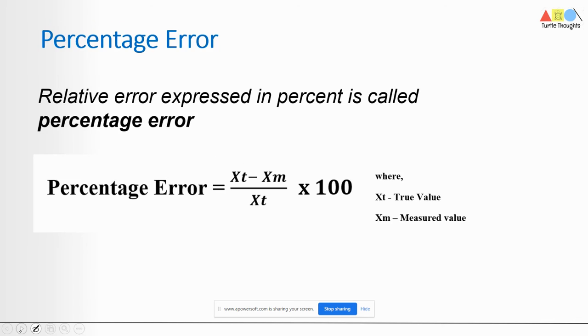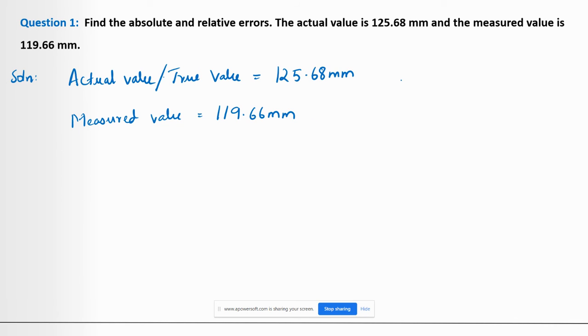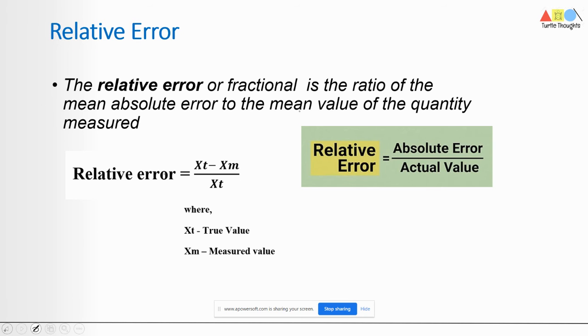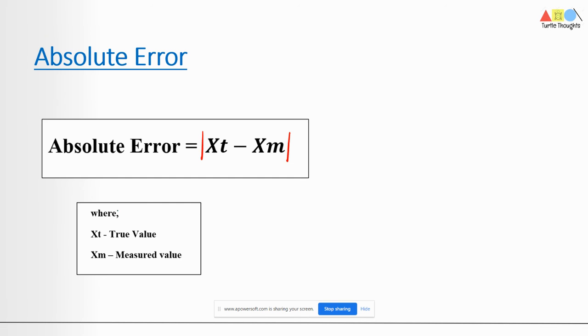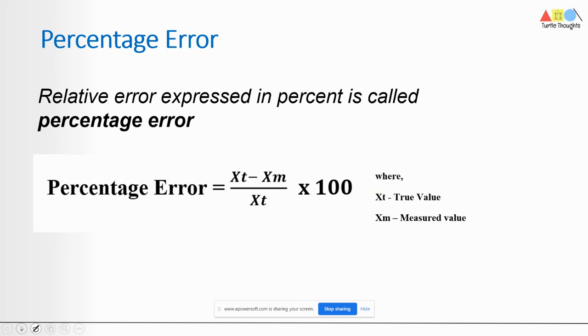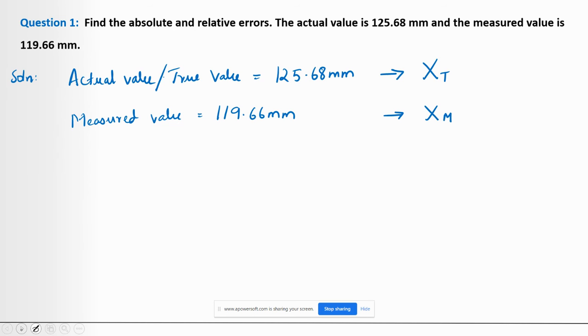So this is going to be xt, this is going to be xm, right? So what is going to be your absolute error? Xt minus xm under modulus. So I can write here |xt minus xm|. This is going to be your absolute error.